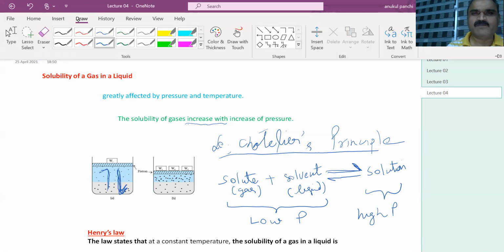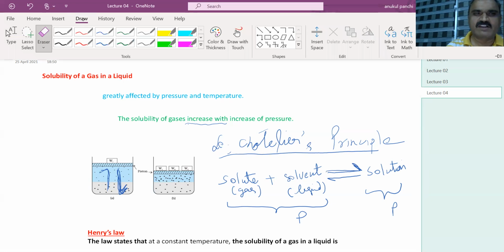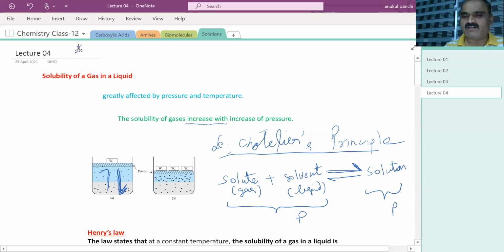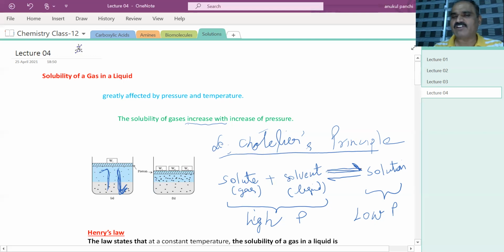One thing, I have written it wrongly here. Pressure will be high here and low here. Try to understand once again. When solvent, liquid, and solute, gas, are separate, pressure is due to gas. Liquid has no pressure. So here pressure is high. And when gas has entered into liquid, it has become solution, pressure has decreased. So if pressure is increased, the equilibrium system will tend to go towards that side which involves decrease in pressure, that means in forward direction. So solubility will increase.